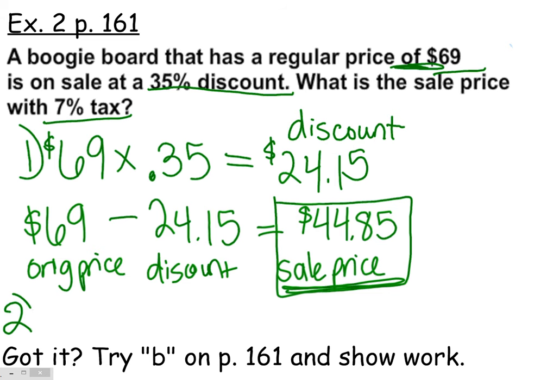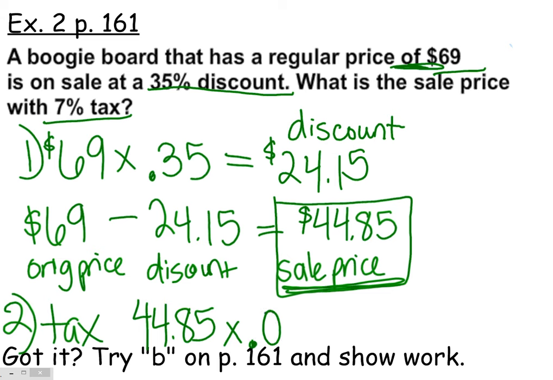So step 2 is now to find the tax. You take the sale price of $44.85 and multiply it times 7% or 0.07 as a decimal. This gives you a total of $3.14 in tax.